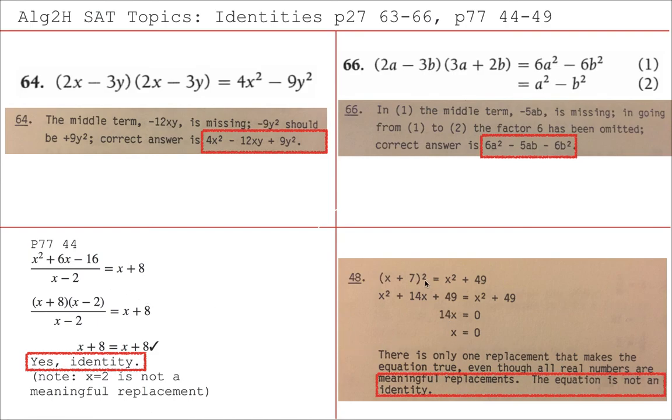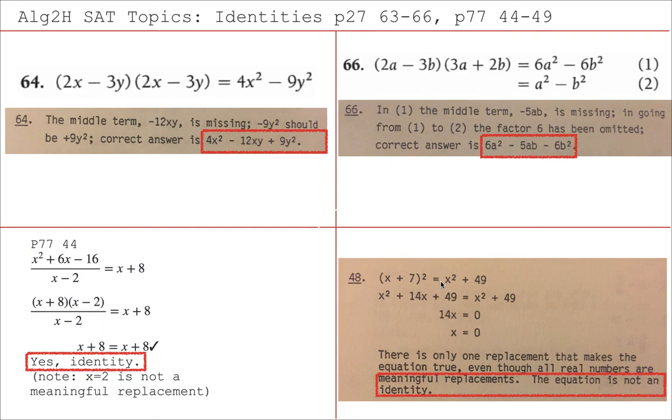Number 48, you can see here when you FOIL, you get this, and this has a middle term and this does not. So you can actually subtract x squared and 49 from both sides to get 14x equals 0. And so therefore, x equals 0 is the only value that could make this possibly true. It's actually a solution. That's the only solution to this equation.